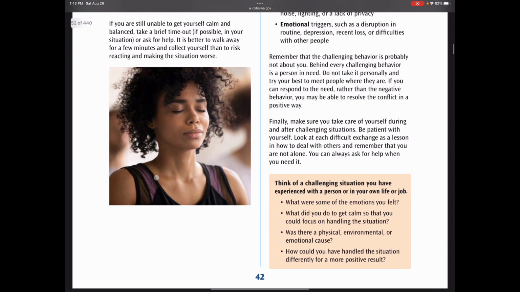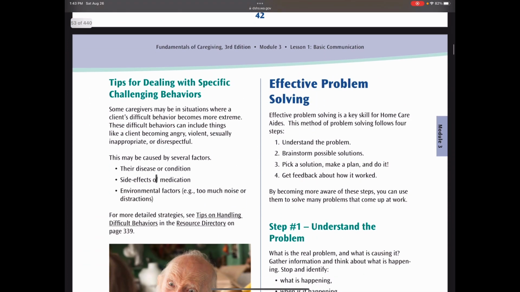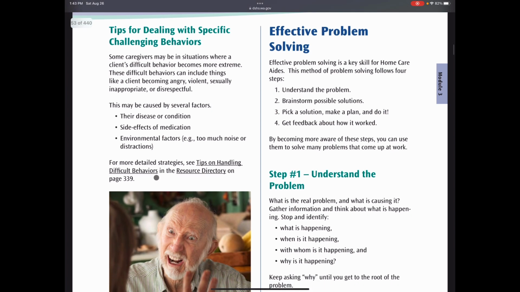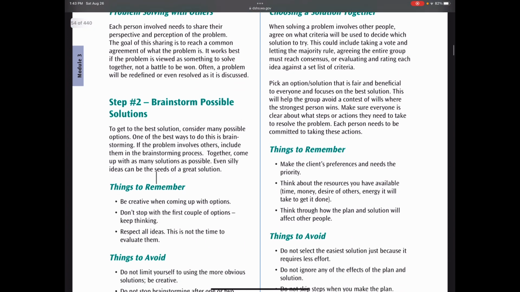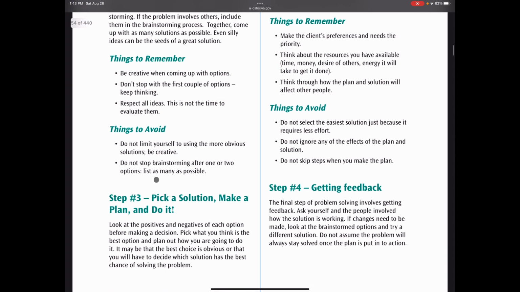Okay, let's go to effective problem solving. How do we effectively solve the problem? We said first, we need to understand the problem, and then we need to brainstorm it, and then we need to pick a solution and make a plan. We need to make a plan and do it. And the last one, step 4, is getting feedback. This is the effective problem solving solution.